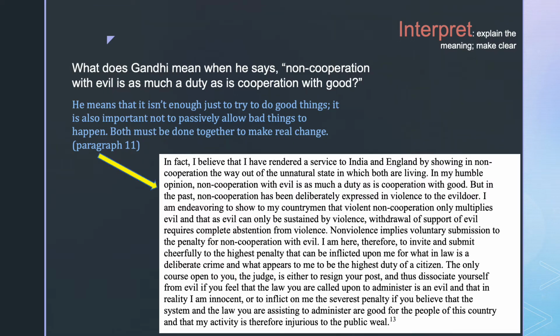Gandhi states in the text that he believes it is his duty as a citizen of India to protest the unnatural state in which both the Indians and English are living. He believes that you must protest evil non-violently, just as you must cooperate with the good things that are happening. If you do not react to the bad or behave passively, no change will come.